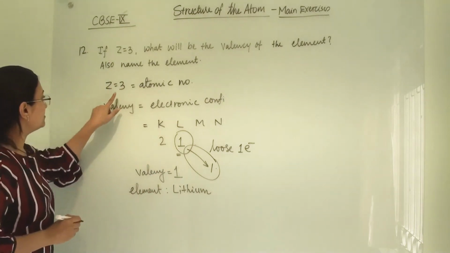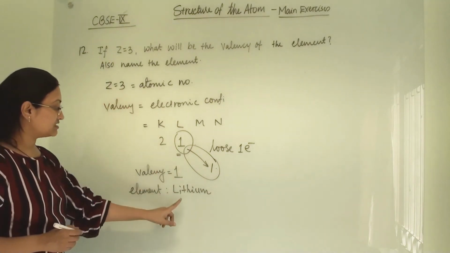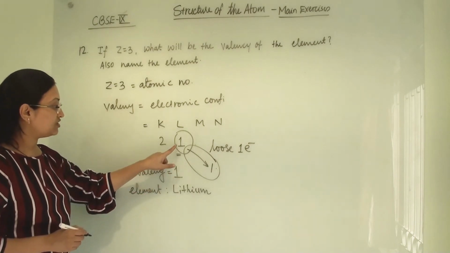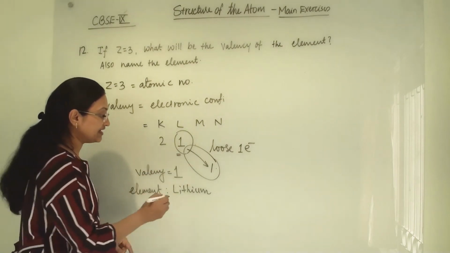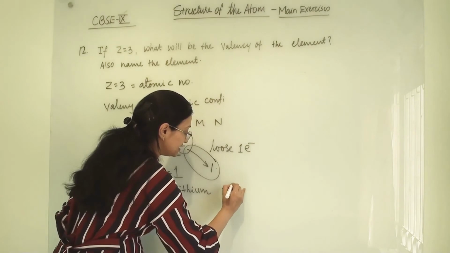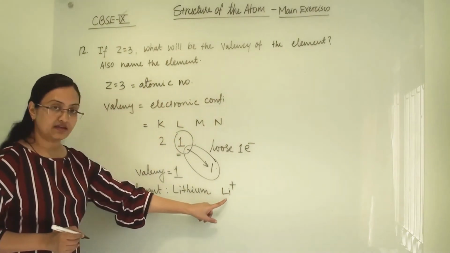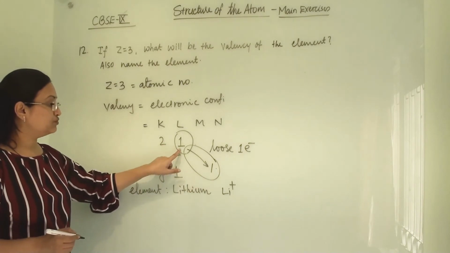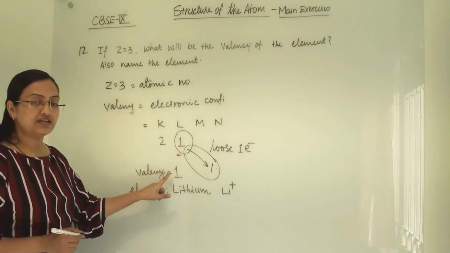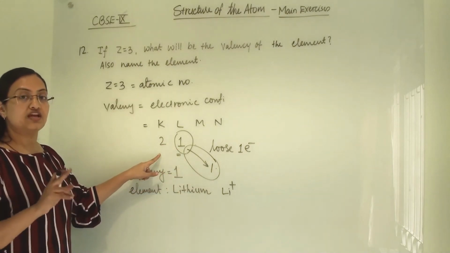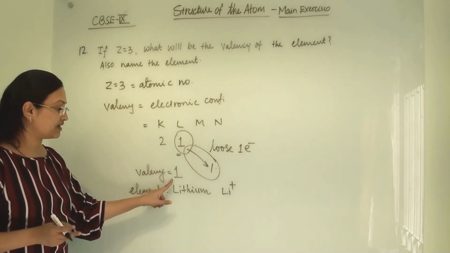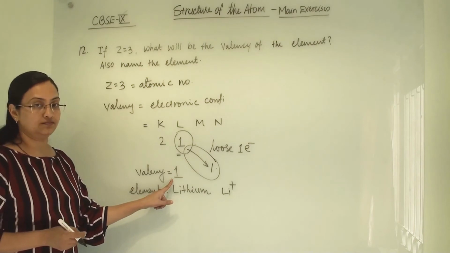From the atomic number itself we will get to know that this is lithium and its valency is 1. Once it loses this 1 electron, it will become lithium plus, a lithium ion, and since this is a metal, it will be a positive ion. It will lose 1 electron and have the K shell completely filled like helium, the noble gas. So that's why its valency is 1.